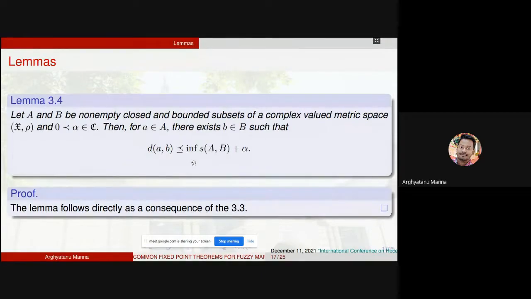And the next lemma: A and B are two non-empty closed and bounded subsets of a complex valued metric space (X, ρ), 0 ≺ α belongs to C. Then for a belonging to A, there exists a b belonging to B such that D(a, b) ≾ infimum of S(A, B) + α.